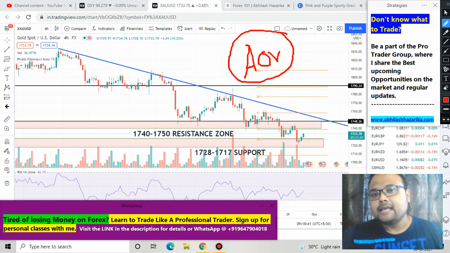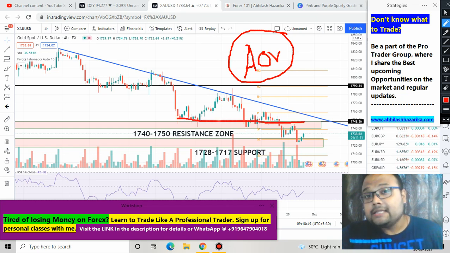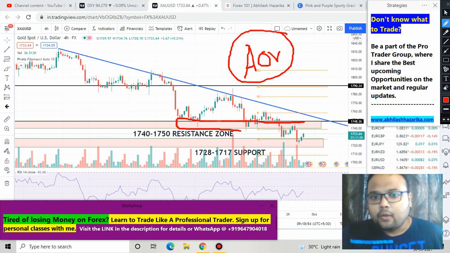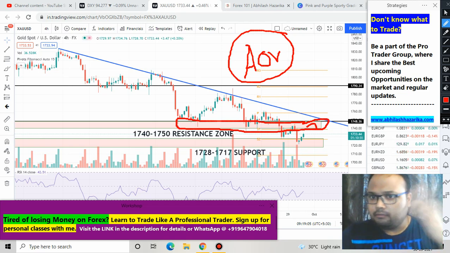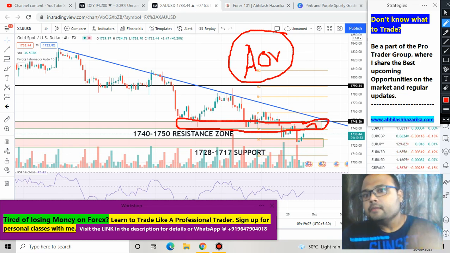And in this chart of gold USD, you can see that 1740 to 1750, this level, which was the previous support, is the resistance for the market right now. So there is a good possibility that when the market reaches this level, gold will face resistance again, and if gold reverses from this particular level, you can short gold. Am I clear? So if gold reverses from this resistance level, you can short gold.